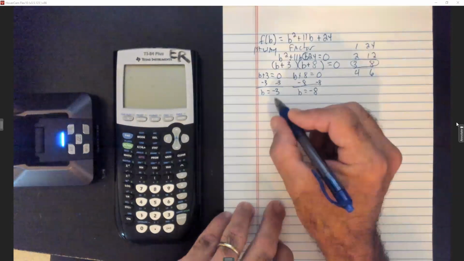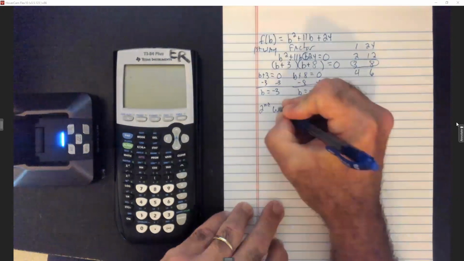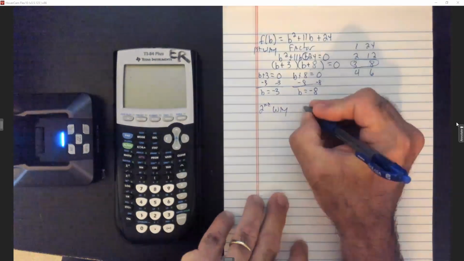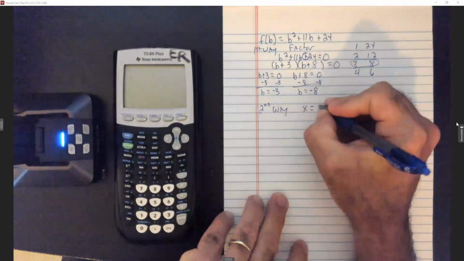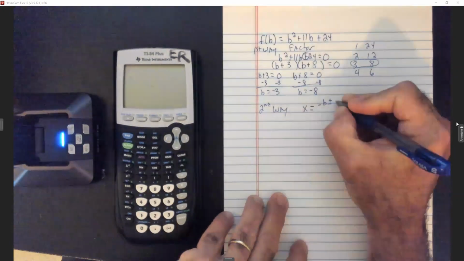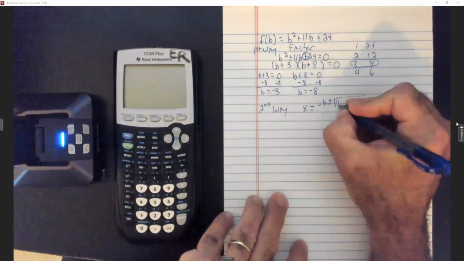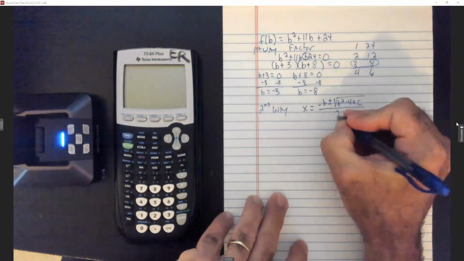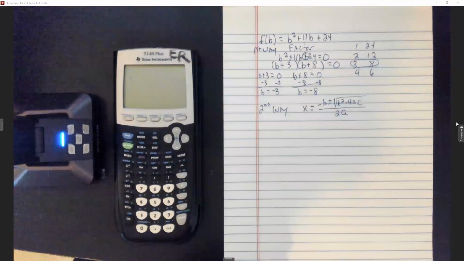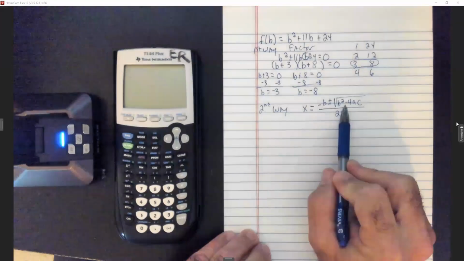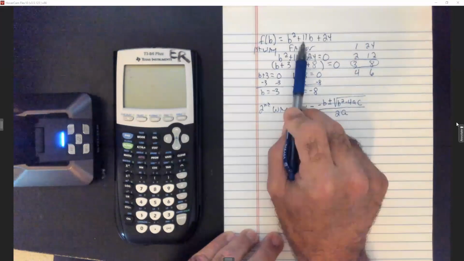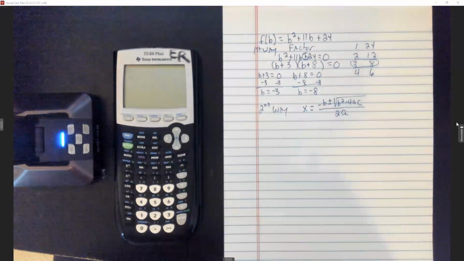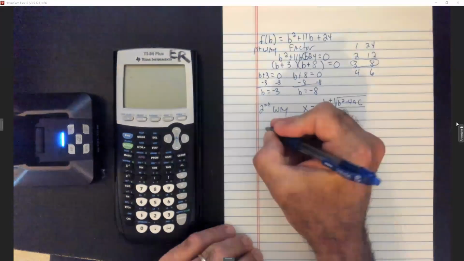The second way, remember, if you're weak at factoring, you can always use the quadratic formula, which says x equals negative b plus or minus square root b squared minus 4ac all over 2 times a. And y'all, I'll tell you what, this formula will solve every quadratic equation. Factoring, sometimes they don't factor, so you have no choice but to use the quad, okay? So you're still going to set everything equal to 0.